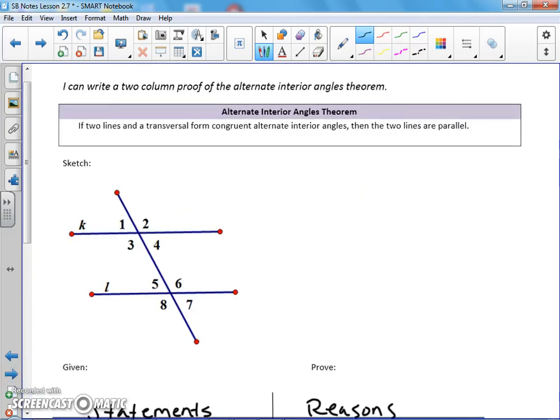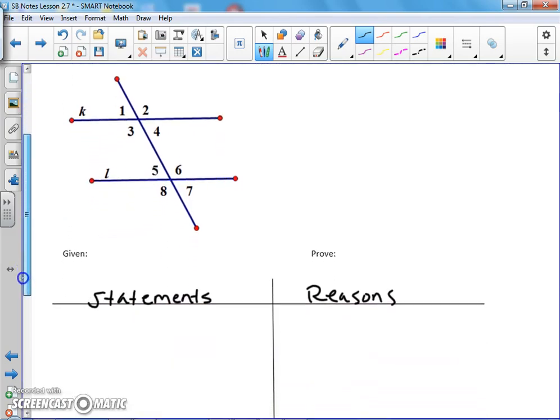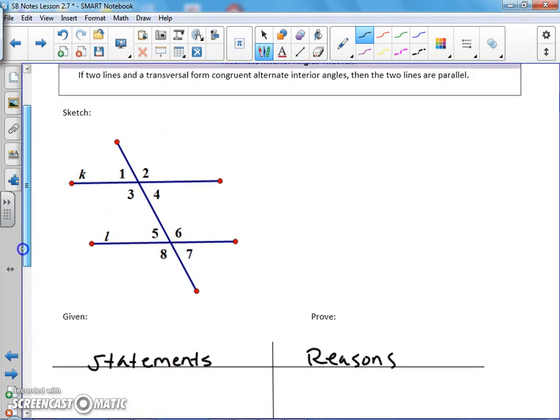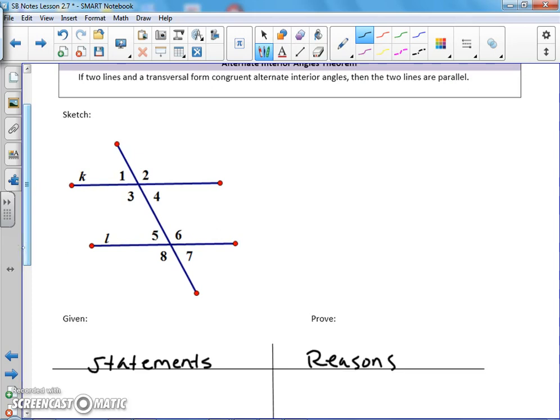The alternate interior angles theorem states that if two lines and a transversal form congruent alternate interior angles, then the two lines are parallel. So let's look at how we would prove this. As we know, the first step in any proof is to know what we're being asked to do. In this case, we are told that two lines form congruent alternate interior angles. So we're going to take our given to be that angle 3 is congruent to angle 6, and what we are asked to prove is that the lines are parallel. So we're going to prove that K is parallel to L.